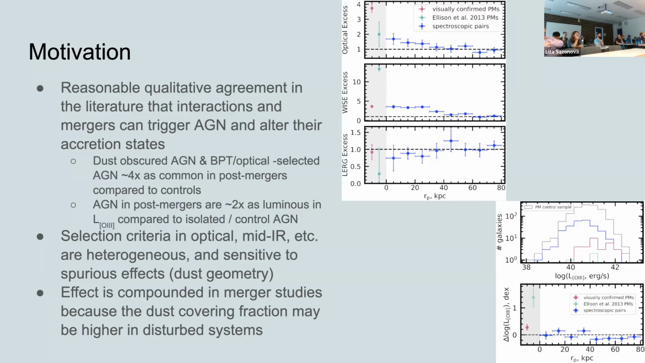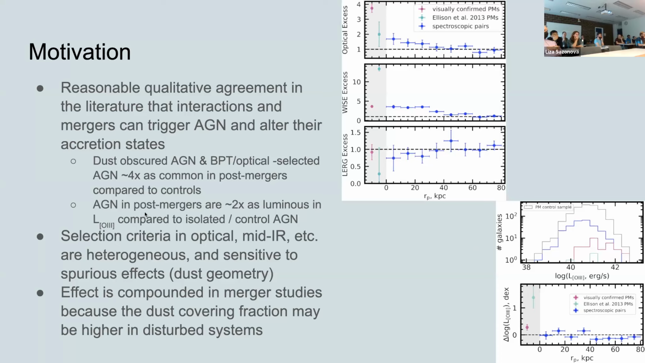And if it goes below 0, that means they're projected on top of each other? Oh, yeah, sorry, that's a really good question. So on these figures, I shade out the region below 0, and I just plot my post-merger data points there. So to the left of 0 on these figures, they're actually not spectroscopically distinct galaxy pairs anymore. They're just systems that we identify using machine vision to be post-mergers.